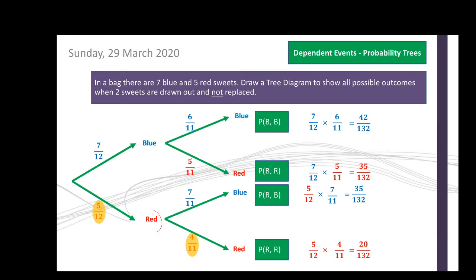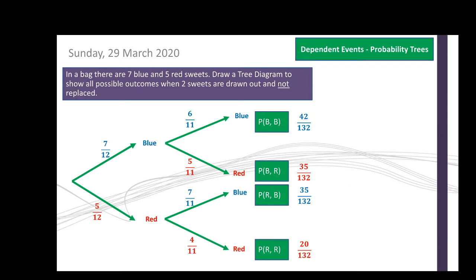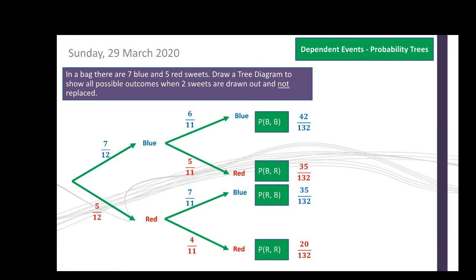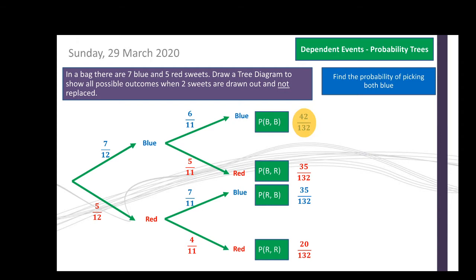So I've just moved everything over, you can see they are the same numbers. Questions you could be asked: find the probability of picking both blue. That is where we've got a blue and a blue, which is just 42 over 132. Now I can cancel that down to 7 over 22. Both of those are divisible by 6, or 2 and then 3.